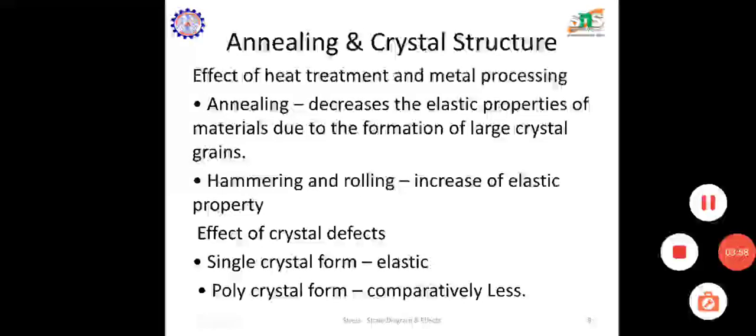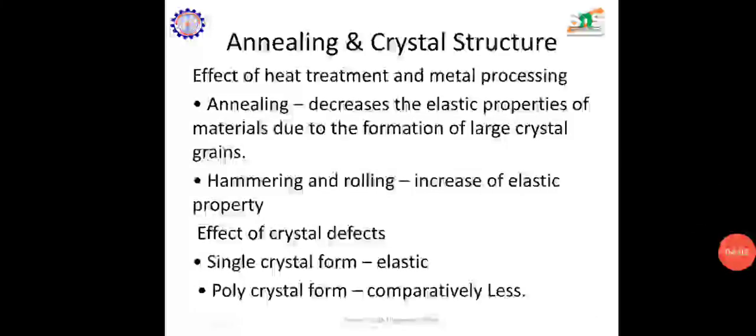Next, annealing and the crystal structure. Annealing is nothing but heating to a high temperature and then cooling slowly. This is the effect of heat treatment and metal processing. Annealing decreases the elastic property of the material due to the formation of large crystal grains. Hammering and rolling increase the elastic property.